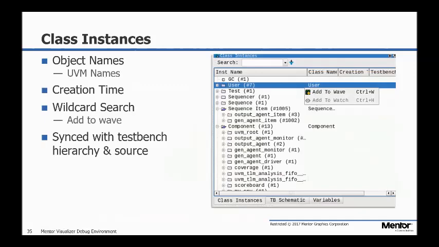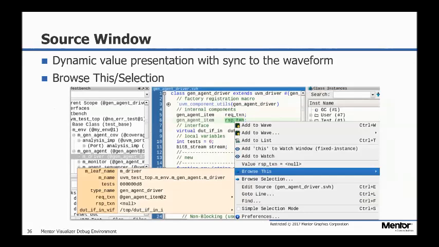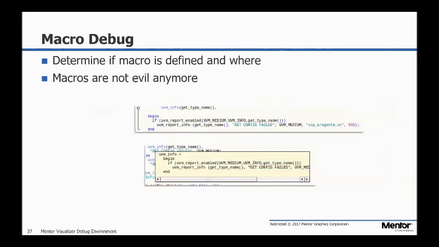You can do searches to find particular instances, or how many instances of a particular class there are. And again, it's all synced to the wave window. Again, if I click on that driver, I can see lots of information about that driver. I can browse a particular instance of that. I browse this, it brings up the information on that class. I can put that class into the wave window.